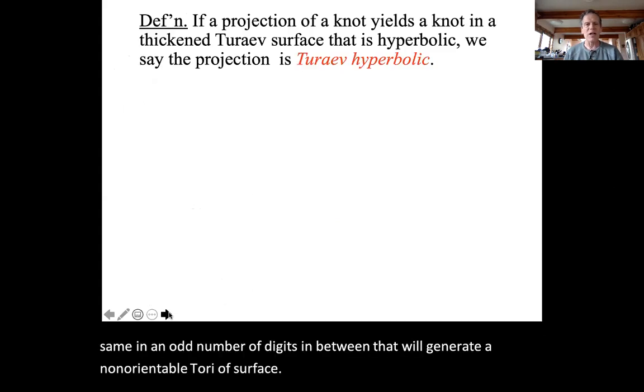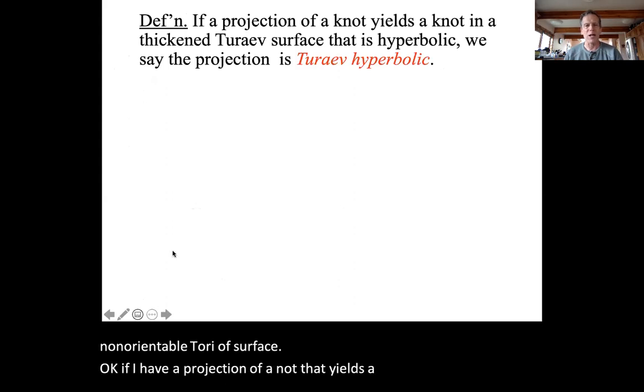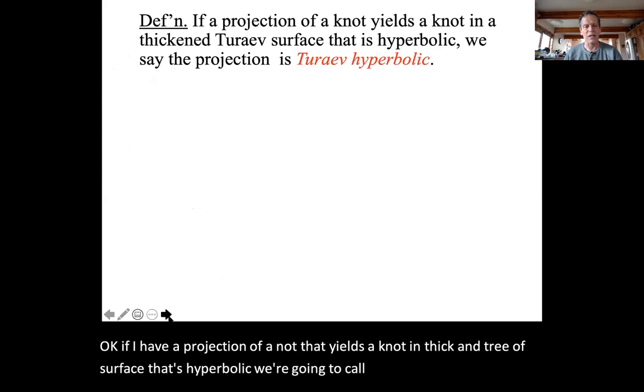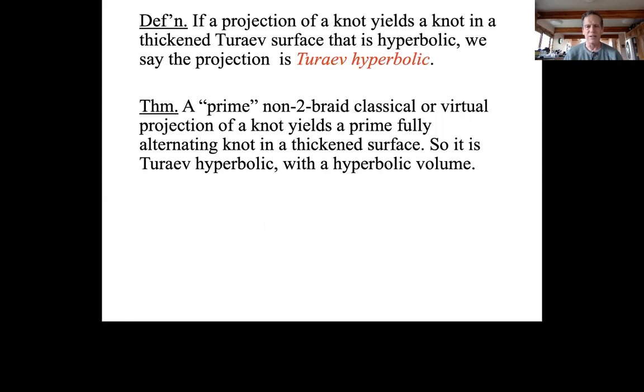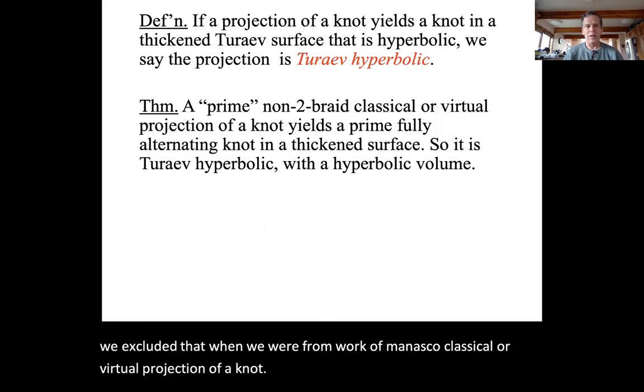If I have a projection of a knot that yields a knot in a thickened Turaev surface that's hyperbolic, we're going to call that Turaev hyperbolic. And again, we'll be assuming TG hyperbolic boundaries. And this is the interesting theorem. So if I start with a prime non-2 braid, remember we excluded that from work of Manasco, classical or virtual projection of a knot, I don't care which, so long as it's a prime projection, we'll come back to that in a second, that will generate a prime fully alternating knot in the thickened surface. And so it will be Turaev hyperbolic.